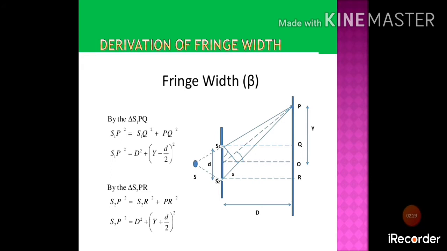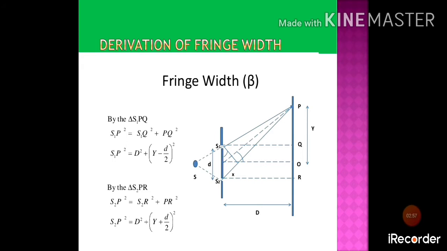Like you can see here, I have shown this distance by y, from O to P. I have taken an arbitrary point P on the screen and now I want to know whether at the point P I will get a maxima or a minima. It will be decided by the path difference between S1P and S2P. That will tell us whether I will get a maxima or a minima at the point P.